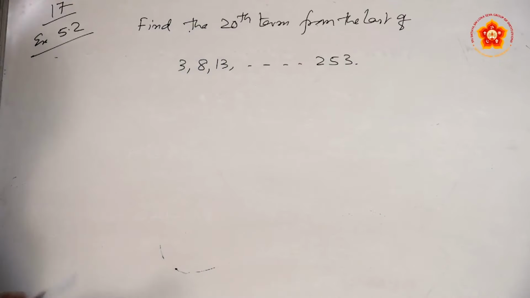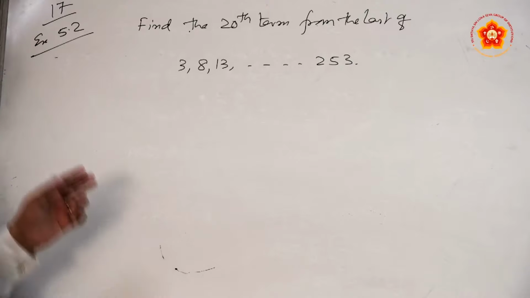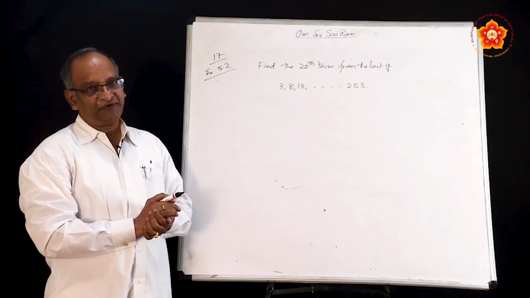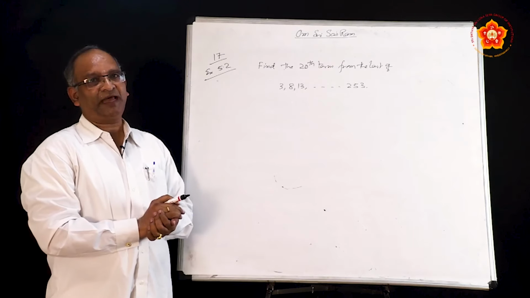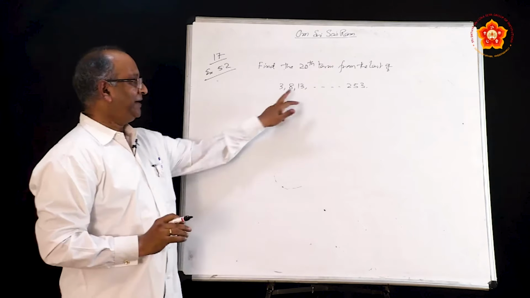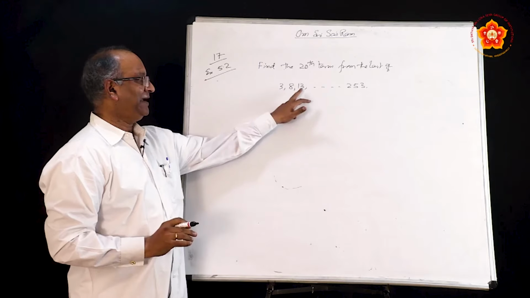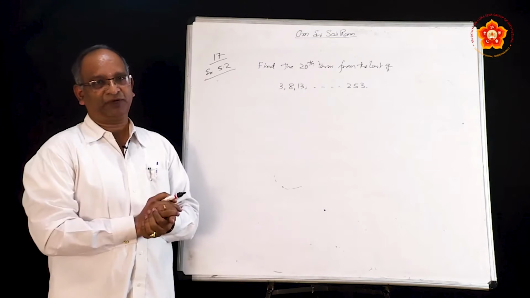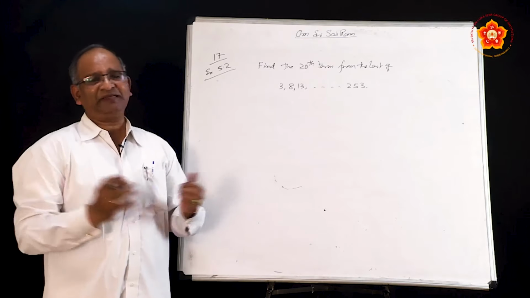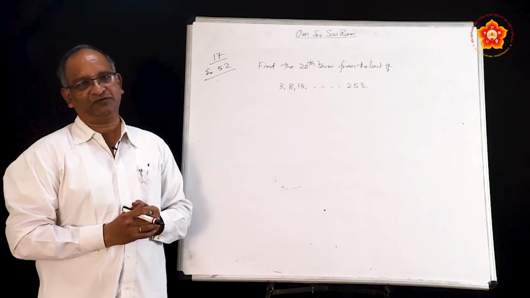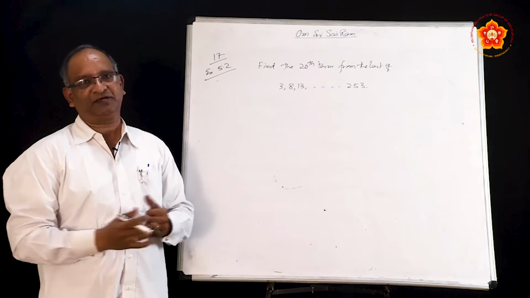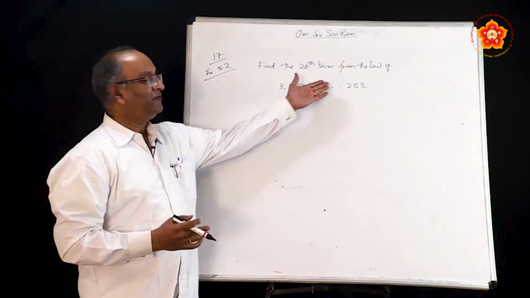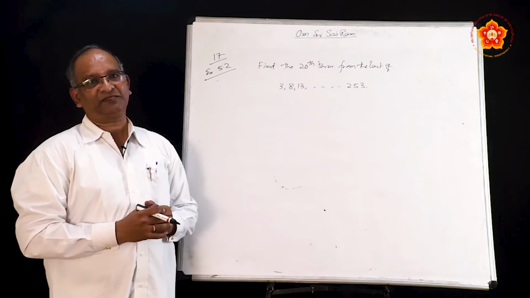This is the sequence. How do we know it is an arithmetic sequence? The difference between consecutive terms happens to be the same. A2 minus A1 is 5, A3 minus A2 is 5. So we know it is an arithmetic progression. So whenever a sequence is given, we have an advantage. What is the advantage? We know the first term, we know the common difference, and very importantly, we also know the last term for this particular sequence.